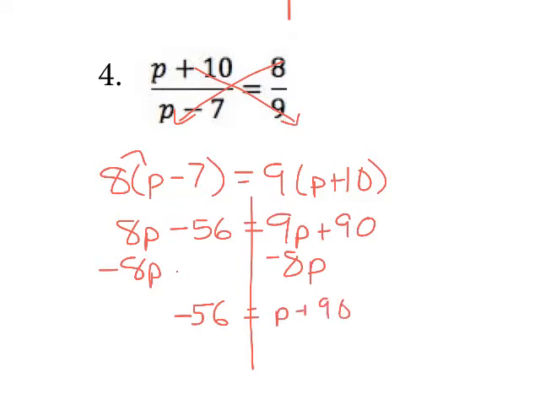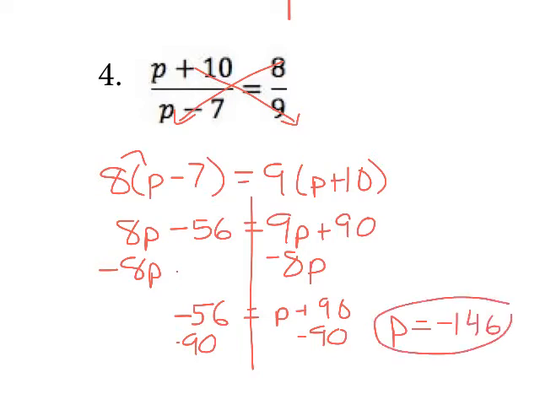Yes, sir, question? Why did you do 9 plus 10 instead of 9 times 10? I didn't. I did 9 times 10. That's okay. All right, then since I took variables to the right, I have to take numbers over to the left, so I subtract 90 from both sides. And I end up with p equals negative 146.